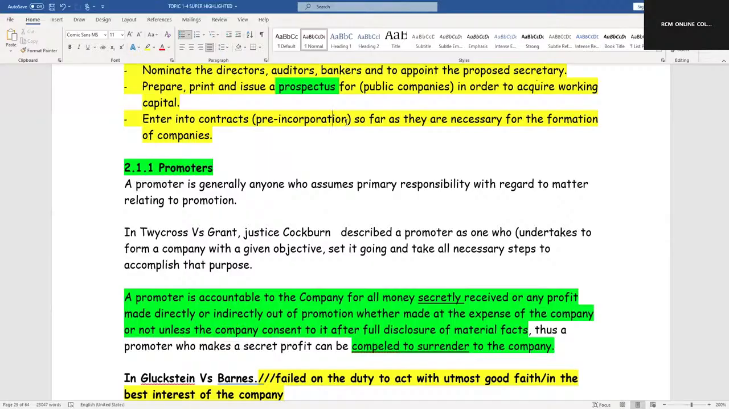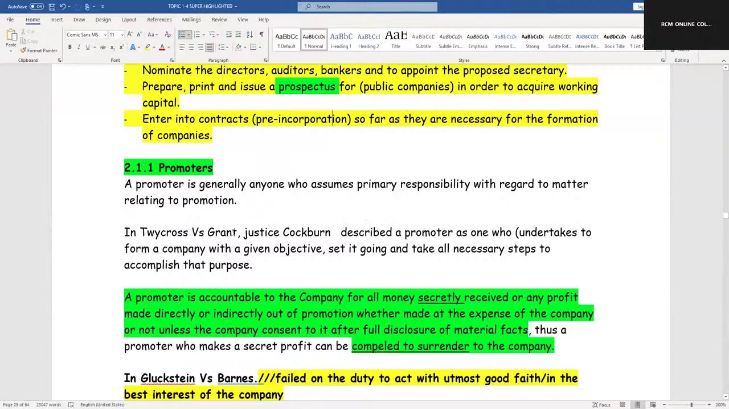If that is the case, then under the law, the company will be at liberty to recoup that secret profit or recoup the purchase price of that asset, which he secretly sold to the company without revealing the profits, which end up being declared secret profits. So a promoter is generally anyone who assumes a primary responsibility with regard to forming the company.